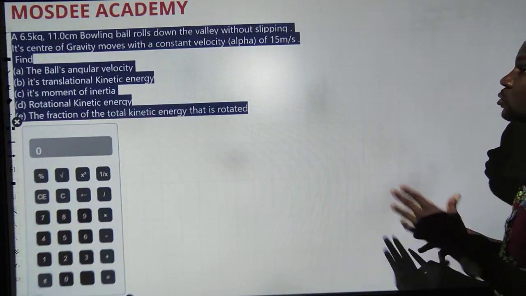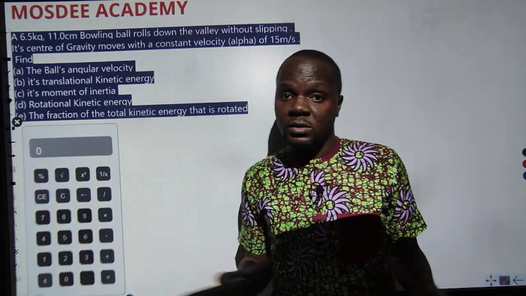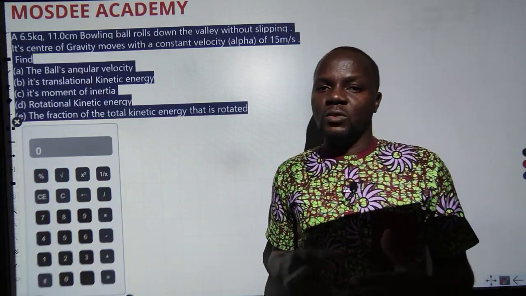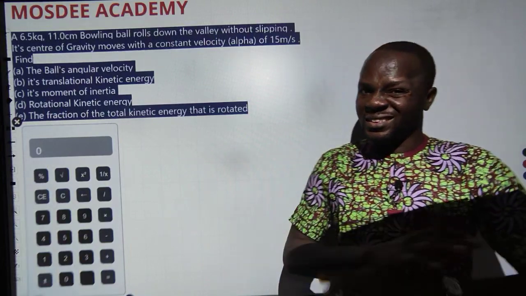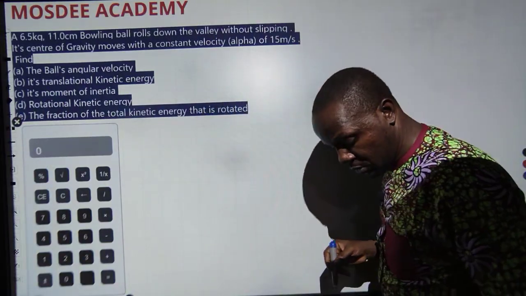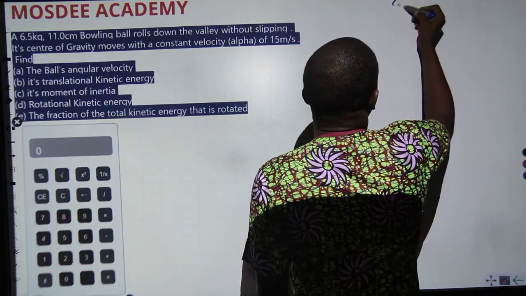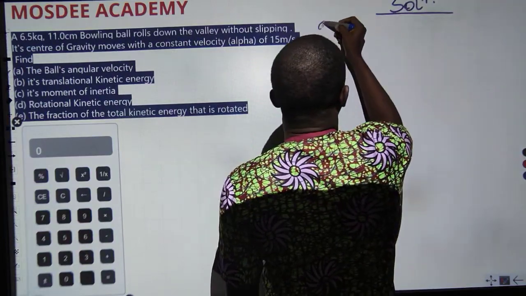To calculate the ball's angular velocity, we should have learned from our circular motion and rotational dynamics that linear speed is equal to radius multiplied by angular speed. I think that is a direct formula which I believe is popular. So let's start with the solution. I'm doing the A part.